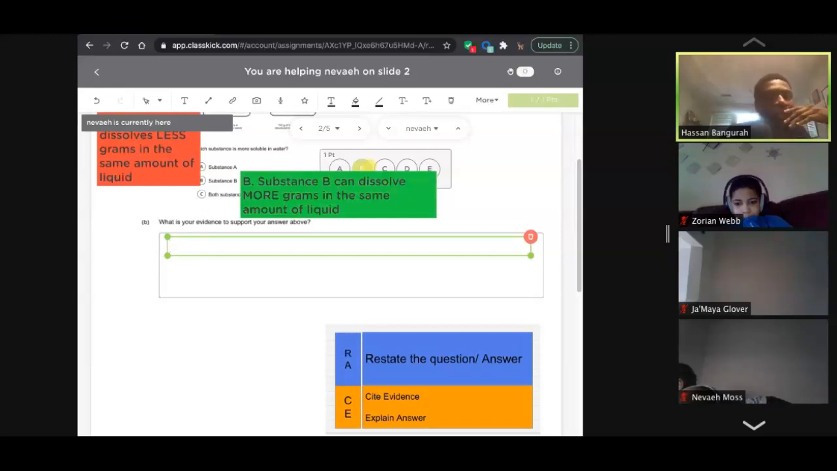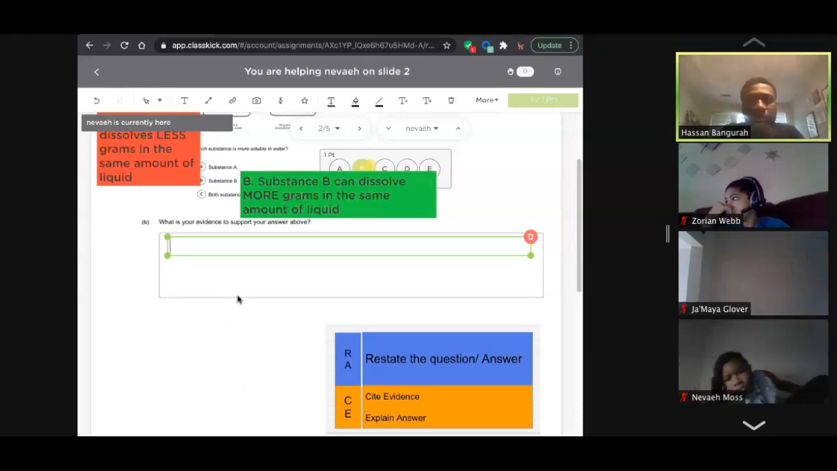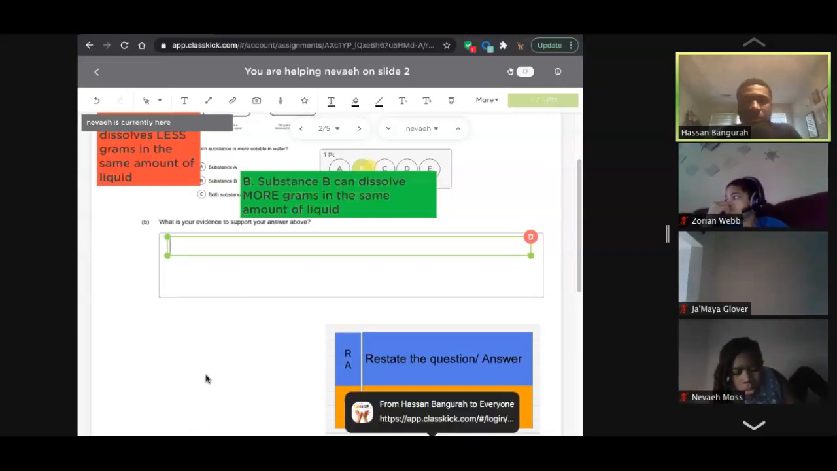Liam, that could be you getting a point by typing your restate in the chat. Nevea, that could be you getting a point. Go ahead and type your restate in the chat. What could it be? Oh, wow. A lot of us, okay, B is more soluble because.